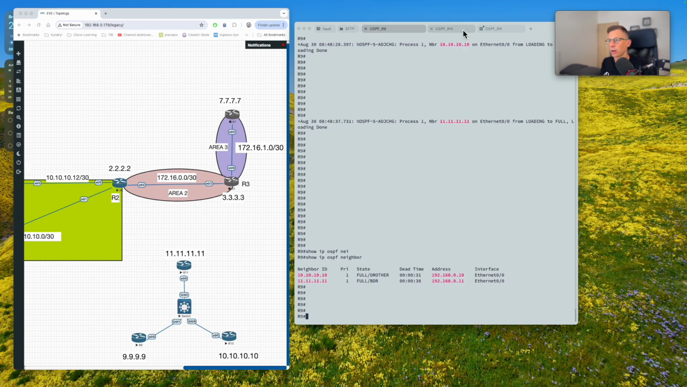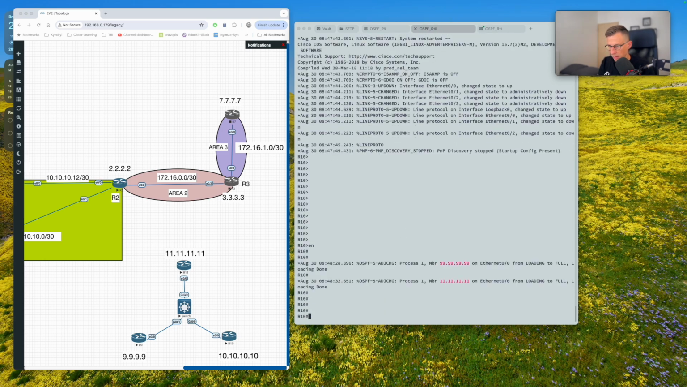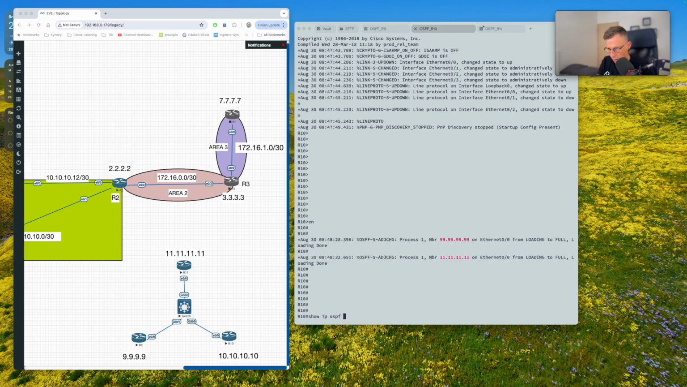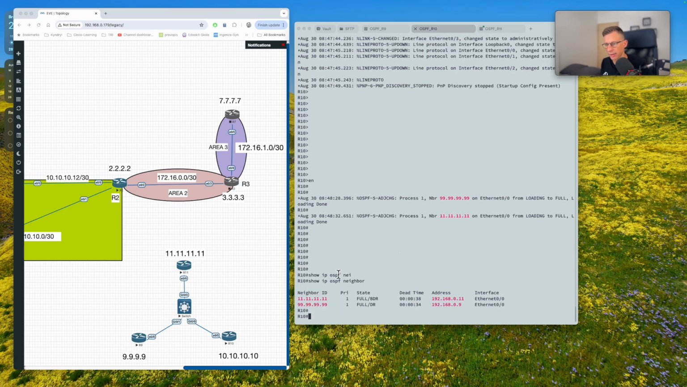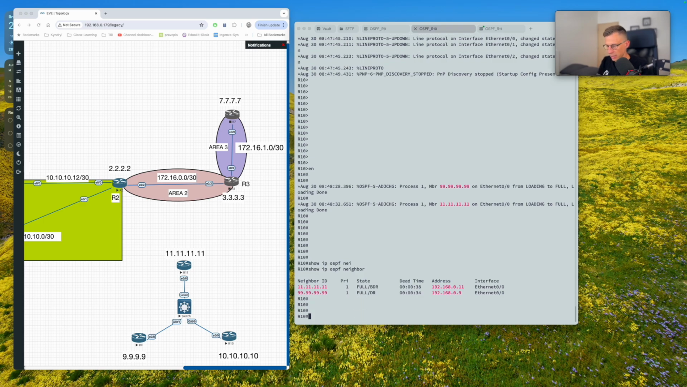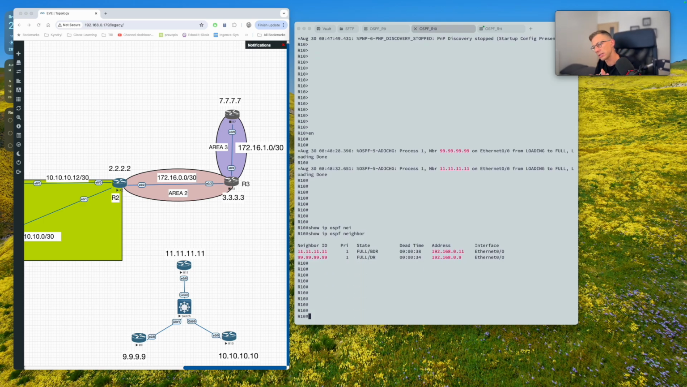Let's have a look at router 10. I do the same command, show ip ospf neighbor. I should see that router 9, with the new loopback IP address 99.99.99.99, is the DR, and router 11 is the BDR. So this worked exactly as I was expecting. By configuring the highest router ID, I forced OSPF to take that router as its DR.